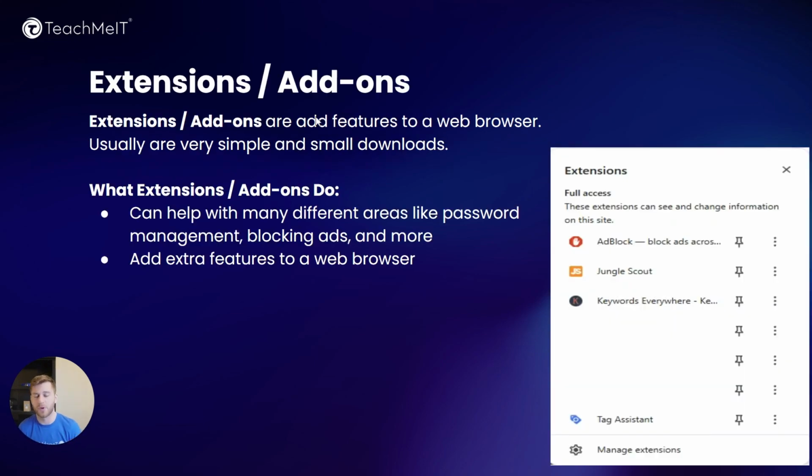Next up is extensions and add-ons. These are simple, small features that we can add to web browsers, especially on Chrome. They're pretty useful. There's an example here of AdBlock, Jungle Scout, Keywords Everywhere, and Tag Assistant. AdBlock is a very common extension for Chrome. It disables many different ads on websites, and it can block literally hundreds of ads when you go to websites. You can also get other types of extensions and add-ons like password managers, and there's a ton of different ones out there. They don't add a crazy amount of function to your web browser, but they are very useful.